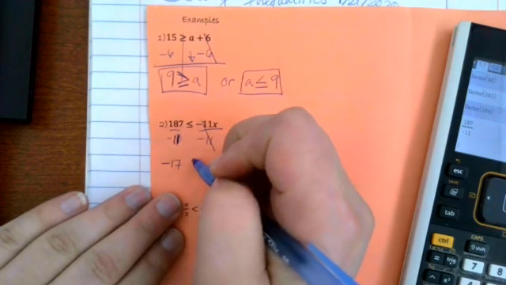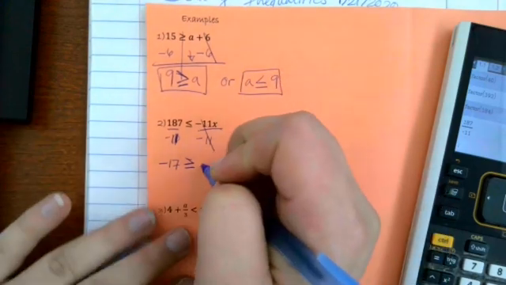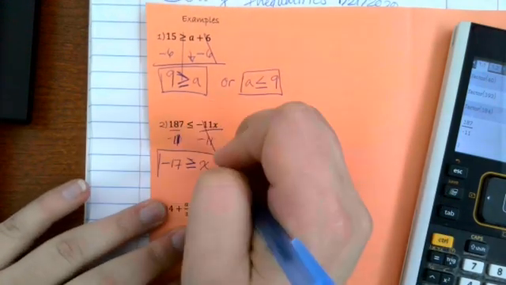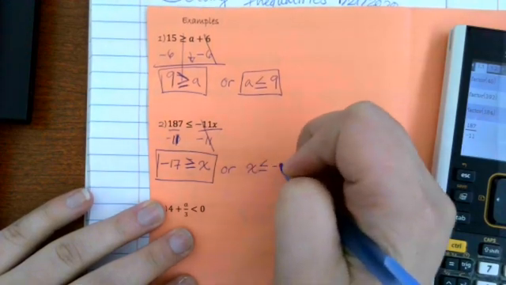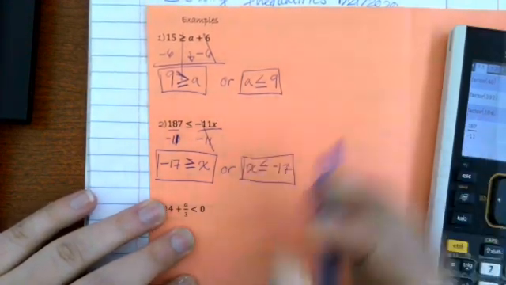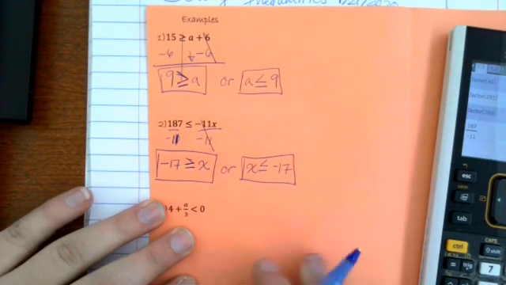The inequality is going to flip because we divided by a negative. If we divided by a positive, nothing changes. But when I divide by a negative, it does. And don't forget, we can write it with the x first. Make sure that negative is with the 17 and doesn't look like a triple equal sign.